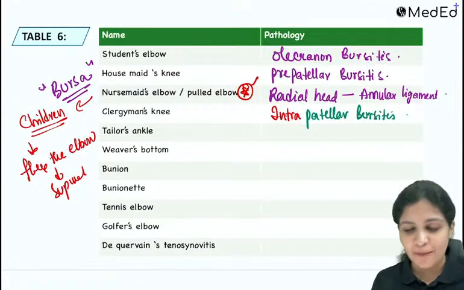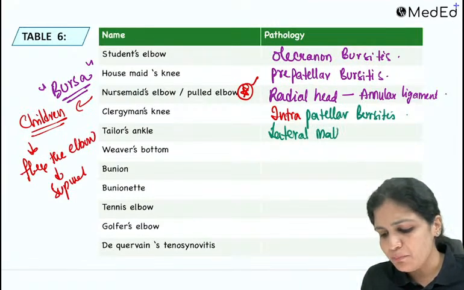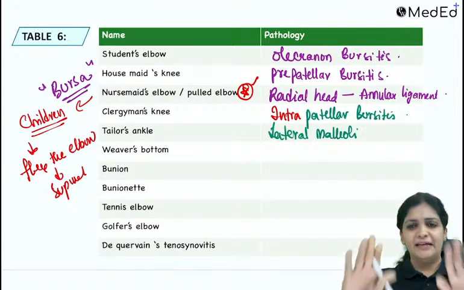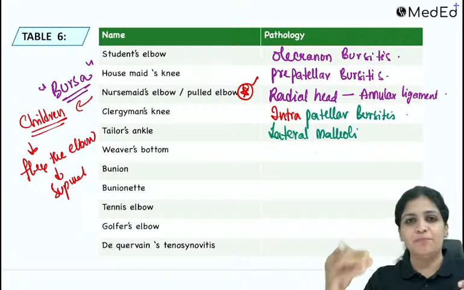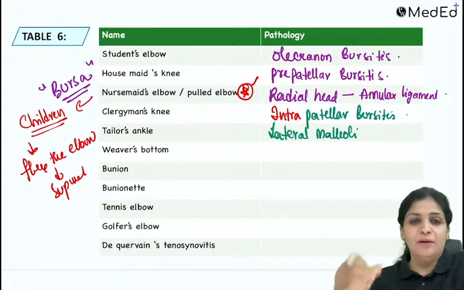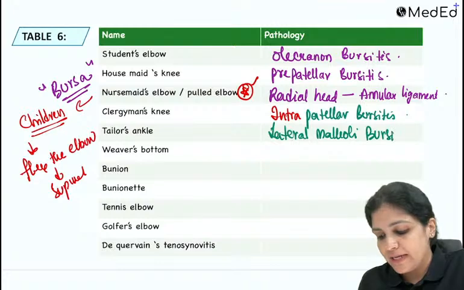What is tailor's knee? Tailor's knee is at the lateral malleoli. So all those important bony parts, you have to remember. The tailor continuously does this movement. On the lateral side there will be pain, or the bursa will keep developing. That is on the lateral malleoli. Bursitis is your tailor's knee.